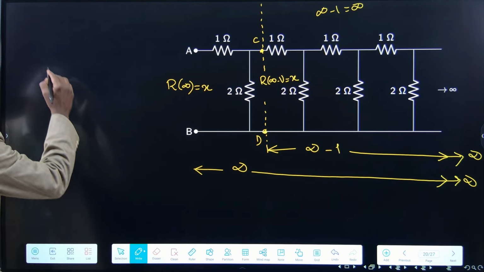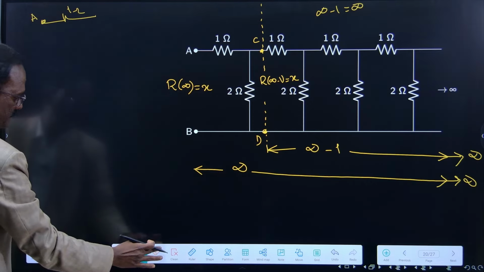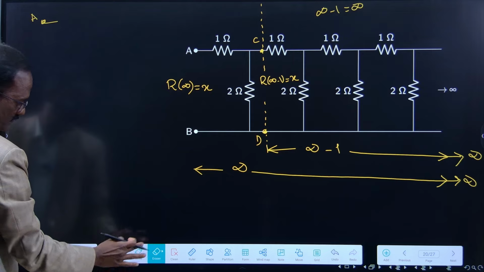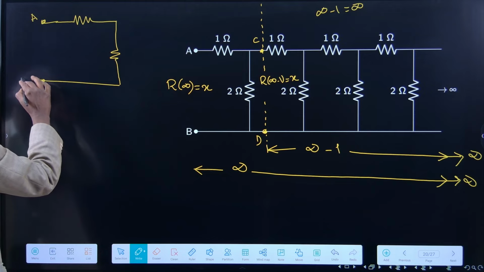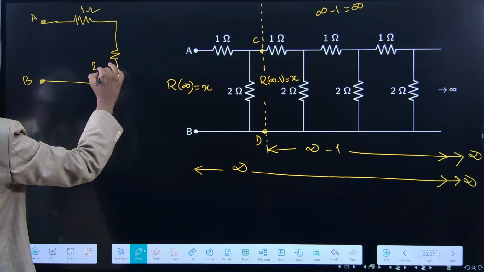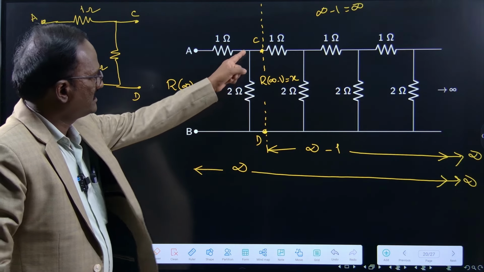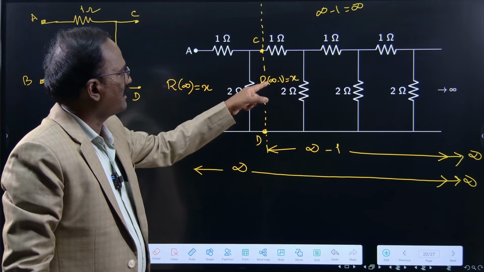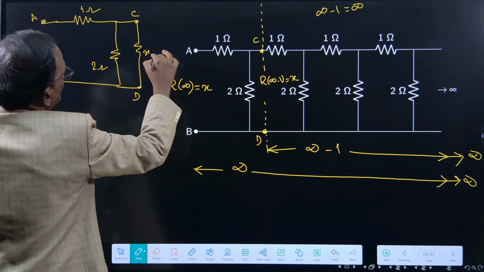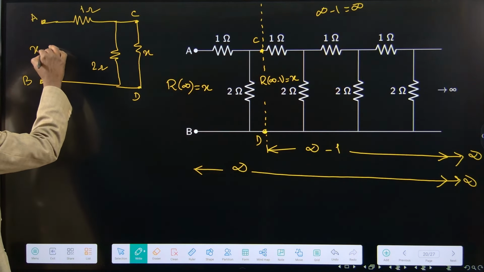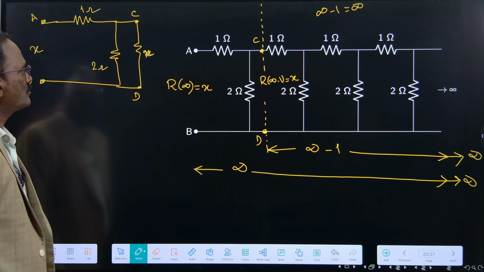Mathematically it is true. R of infinity is X, so R of infinity minus 1 is also X. So I can redraw the circuit: A, this is 1 ohm, then this is B, this is 2 ohms, and this point is C and this point is D. Between C and D, this part, R of infinity minus 1, is also X ohms. R of infinity is also X ohms.